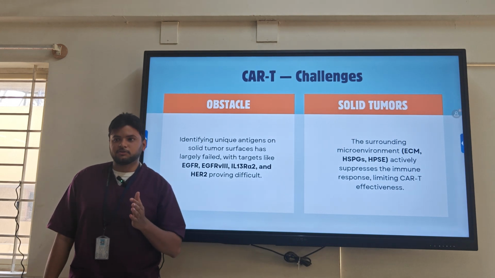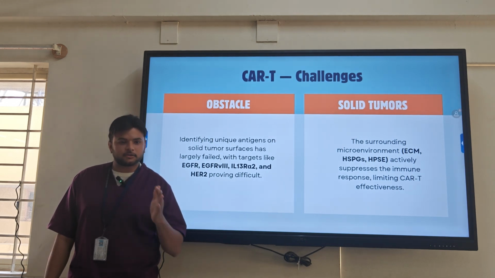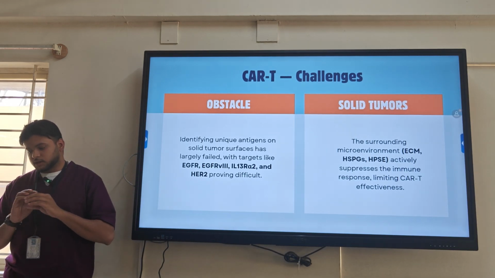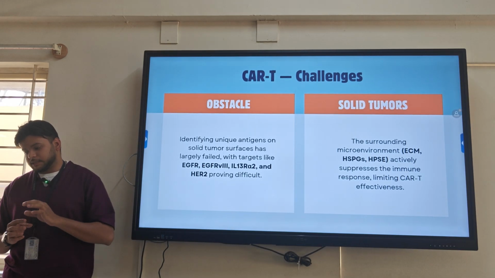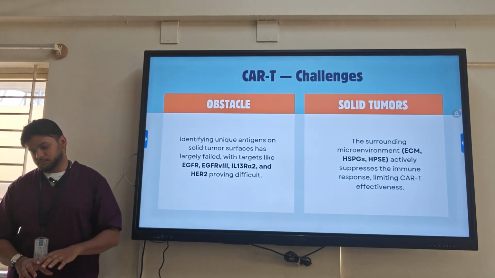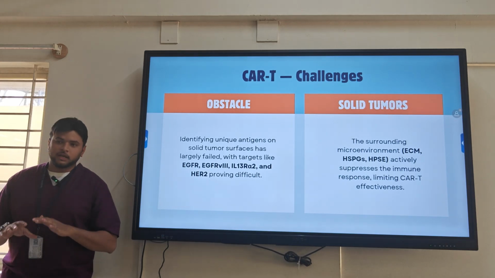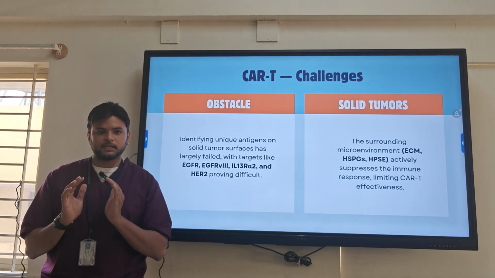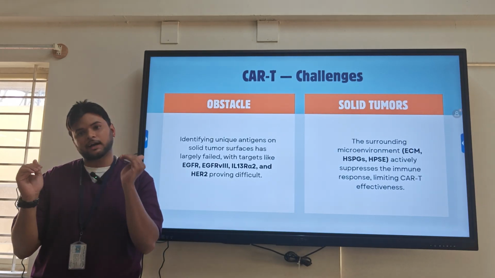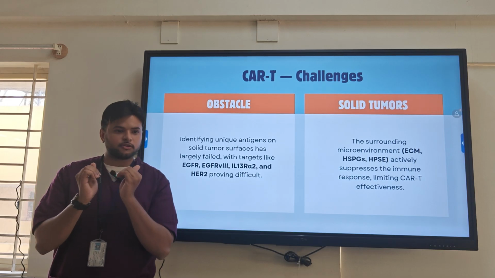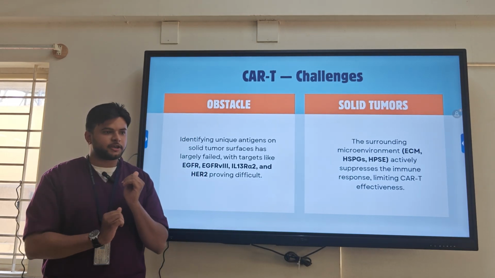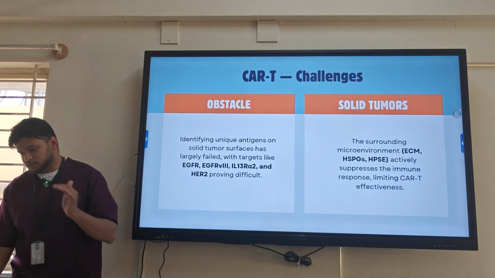It's because of the microenvironment surrounding the receptor. In solid tumors, the surrounding microenvironment, ECM and HPSC actively suppresses the immune response, limiting CAR T effectiveness. Let me say, this therapy is like immune. Basically, it's boosting your immune system and going against the immune system, so the immune system won't be quiet. It will also try to suppress or avoid it. So that's the obstacle coming.